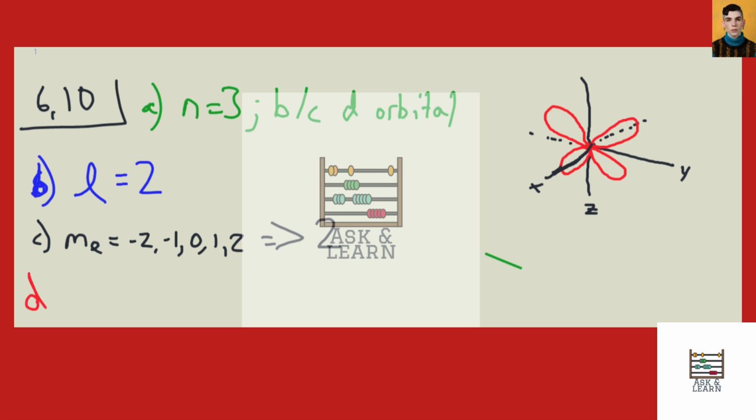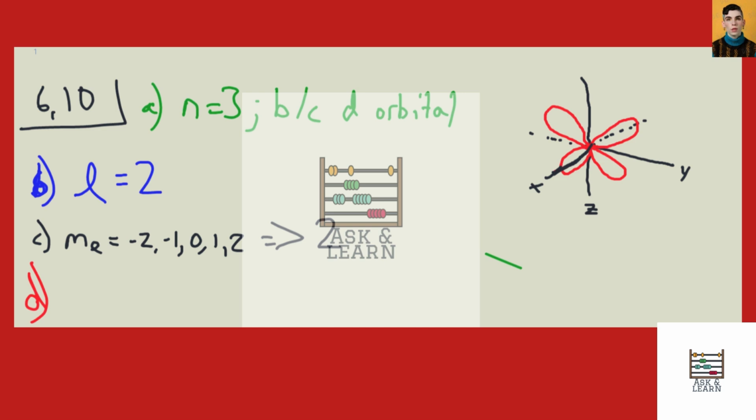And then part D asks us, the probability density goes to 0 along which of the following planes? XY, XZ, or YZ? So we know that the dyz orbital lies in the YZ plane. So the whole orbital is in the YZ plane. So it can't be YZ.